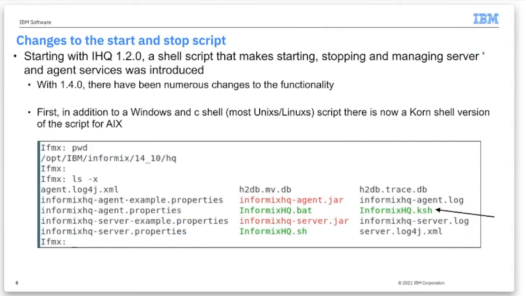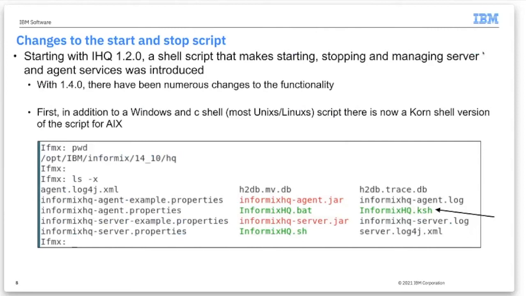Version 1.2 introduced a shell script that made starting and stopping both the server and the agent components fairly easy. Instead of having to use a Java command line script, you could run this IHQ or Informix IHQ shell script that would take some parameters and then start either the agent or the server component for you.